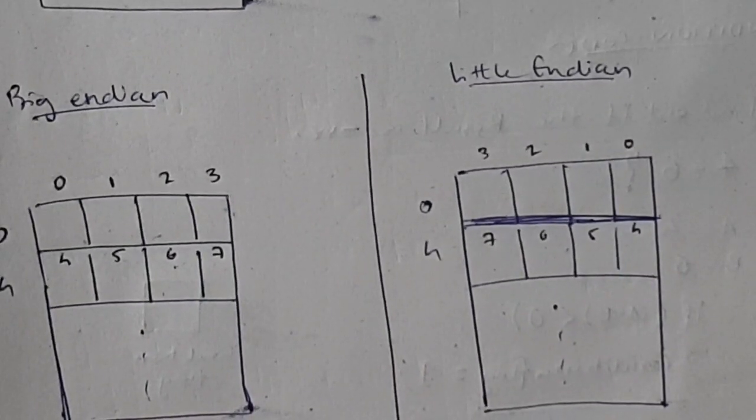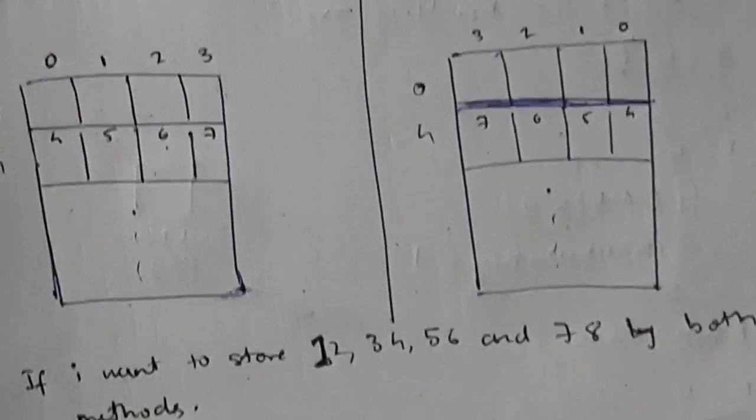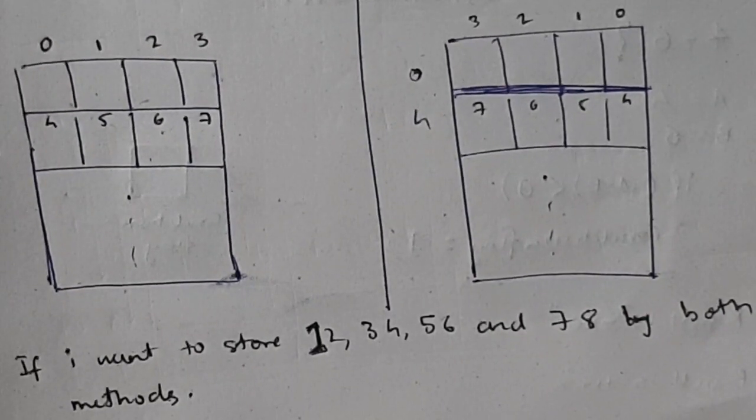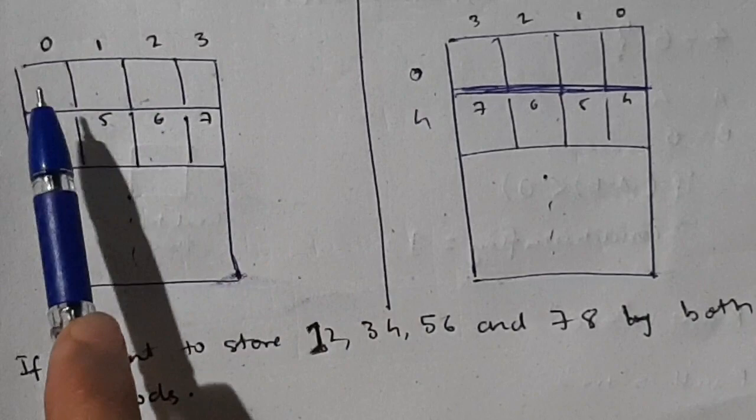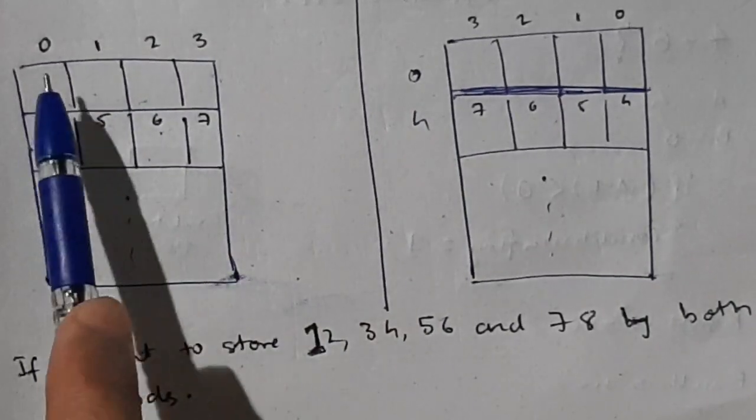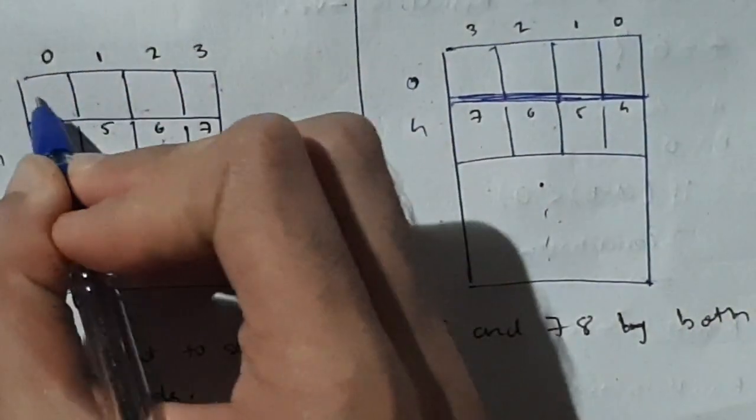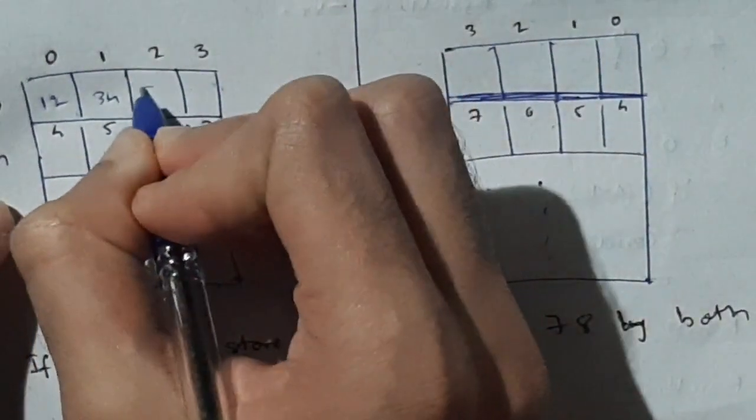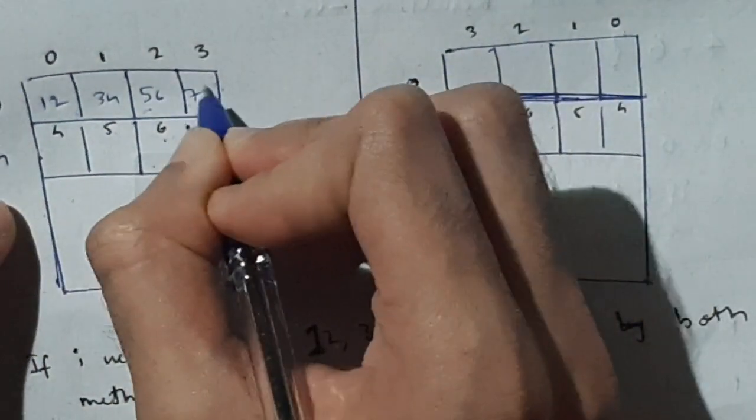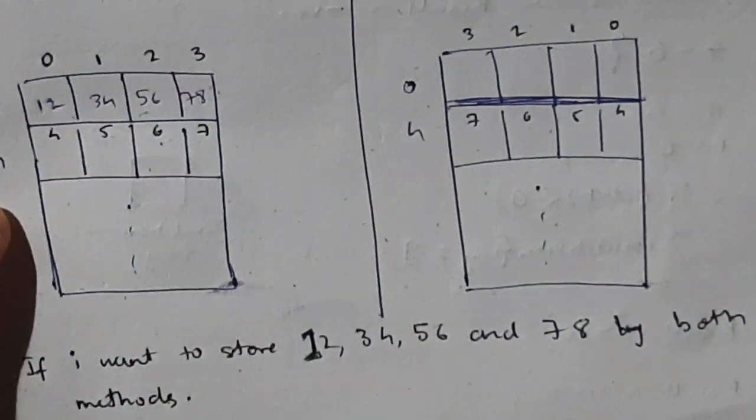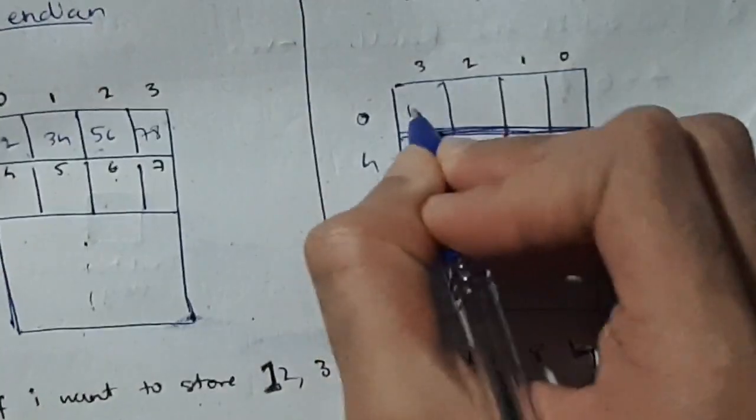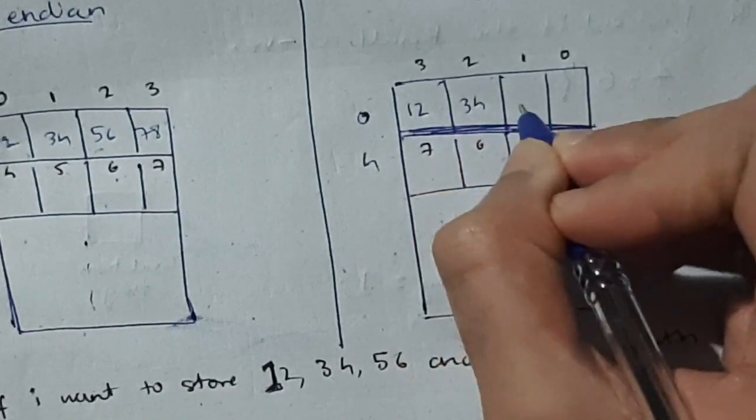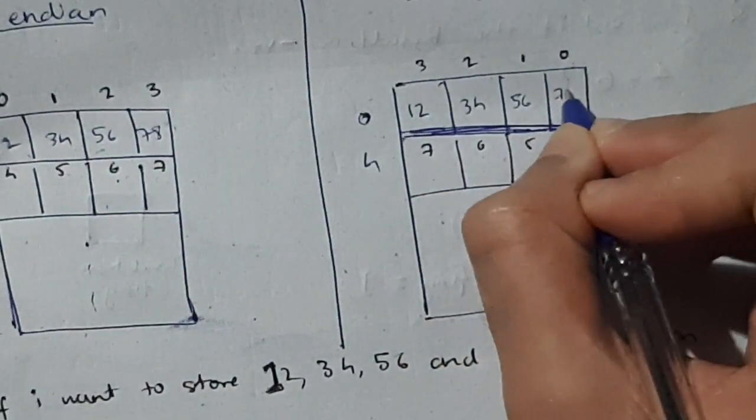Now suppose I have to store these numbers, 12, 34, 56 and 78, by both methods. For this method, I'll start storing 12 here, then 34, then 56, then 78. But in little endian, I'll store 12 here, then 34, 56, 78.